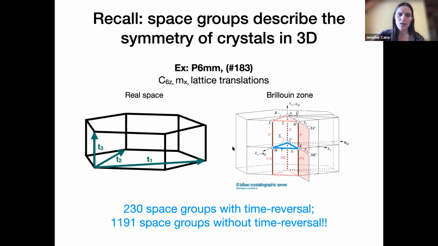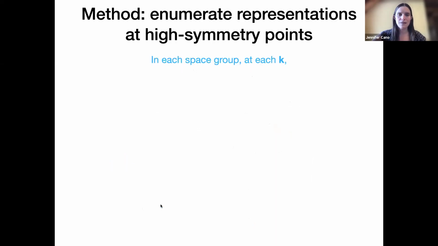Well, first off, we need to recall our discussion on space groups earlier in the week. So symmetry of crystals is classified by space groups. There are 230 space groups. If you don't include time reversal symmetry, you get magnetic space groups, and there are a lot more of these. So what's the method for classifying these types of degeneracies?